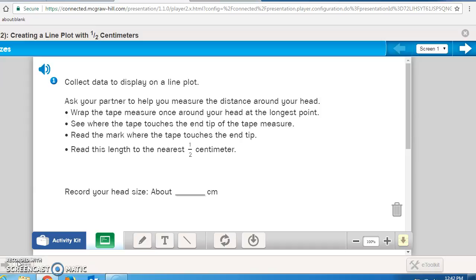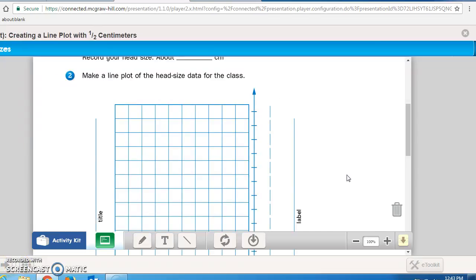So you're going to wrap the tape measure once around your head at the longest point. See where the tape touches the end tip of the tape measure. Read the mark where the tape touches the end tip. Read this length to the nearest 1/2 centimeter. So please make sure to do that. And I want you to record your head size. So remember, you're doing it to the nearest 1/2 centimeter. Pause the recording now, and please do that with a partner.